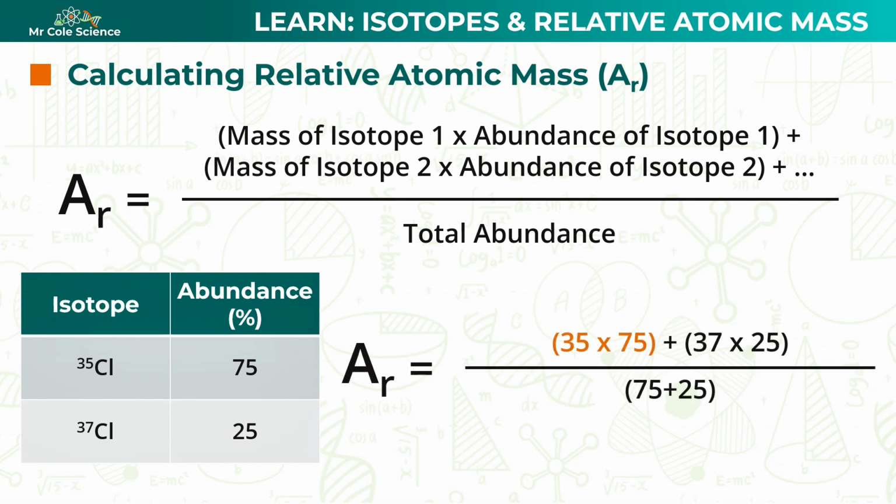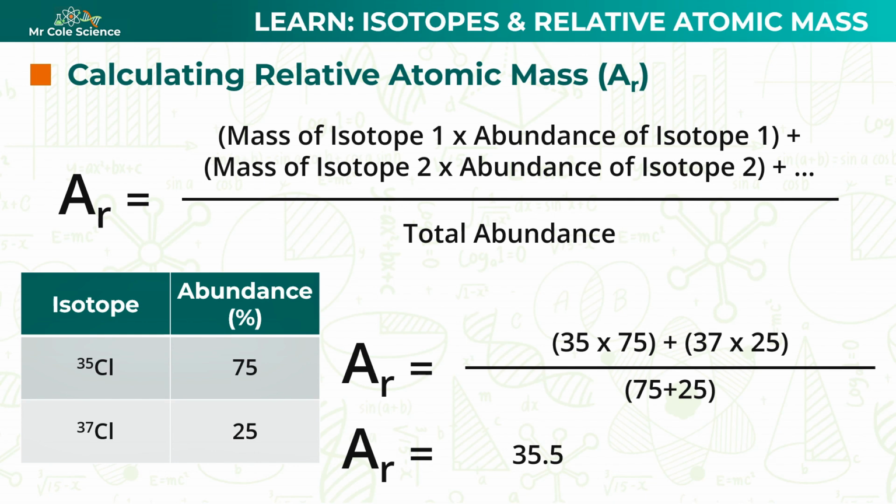So if we wanted to calculate the relative atomic mass for chlorine, we would take the mass of its first isotope, 35, and multiply that by its abundance, 75. Then we add to this the mass of the second isotope, 37, multiplied by its abundance, 25. We then divide this total by the total abundance, which in this case is 100, as 75 plus 25 makes 100. This gives us a relative atomic mass for chlorine of 35.5.